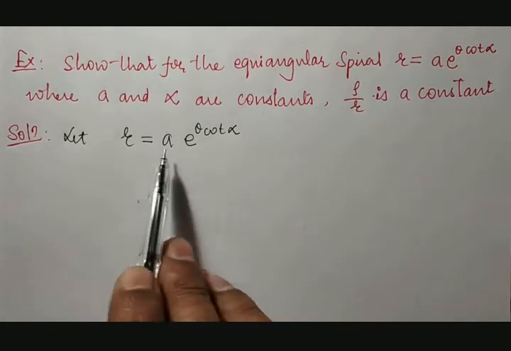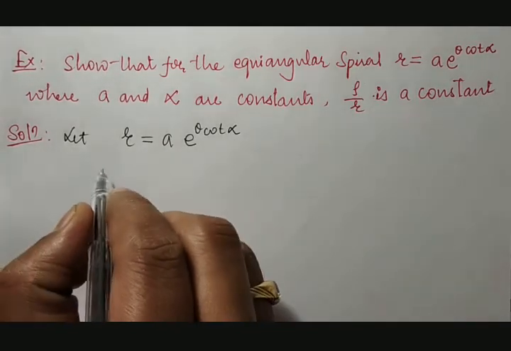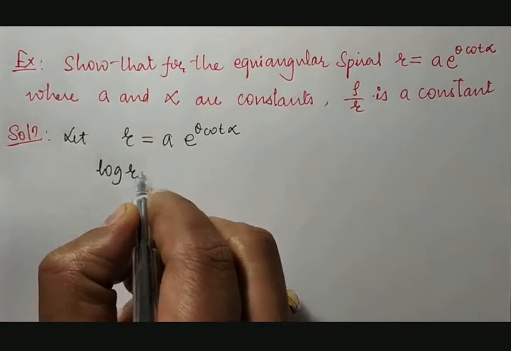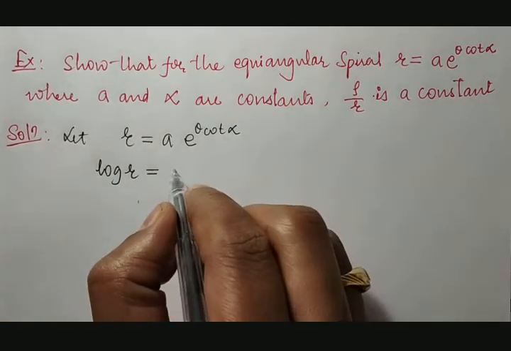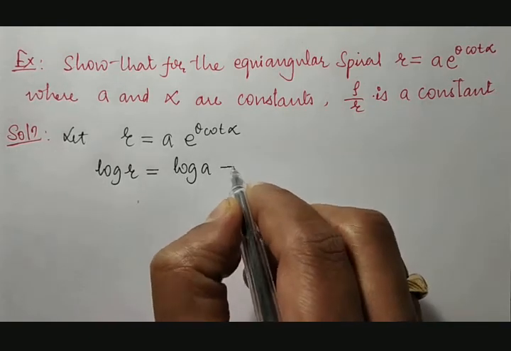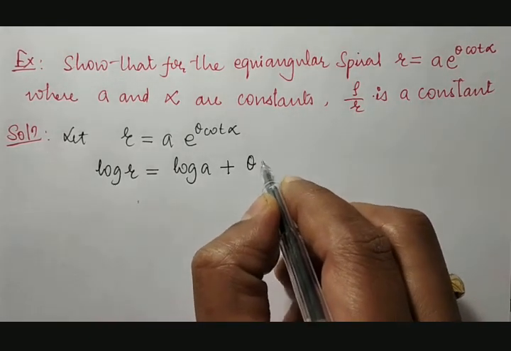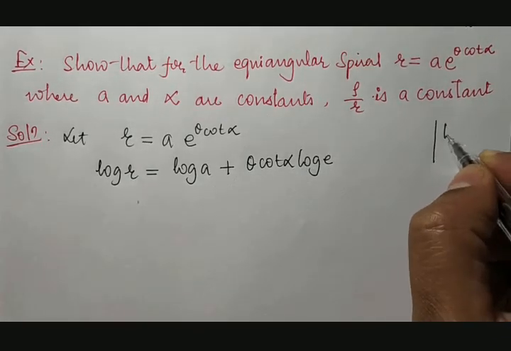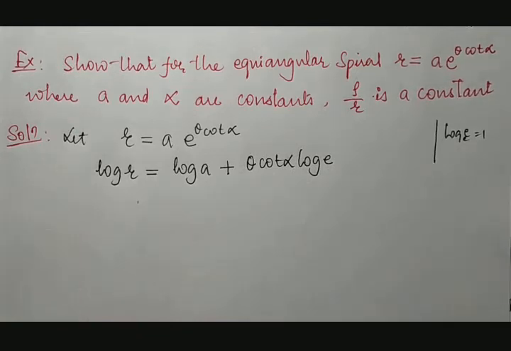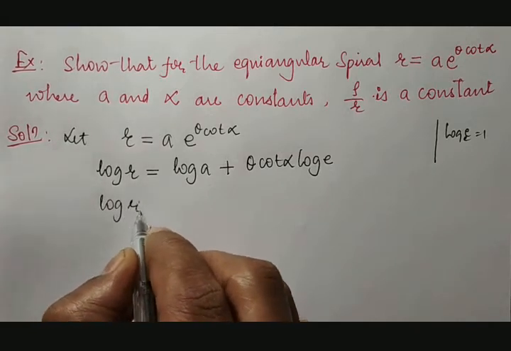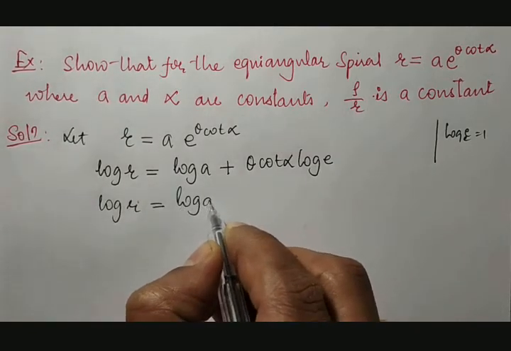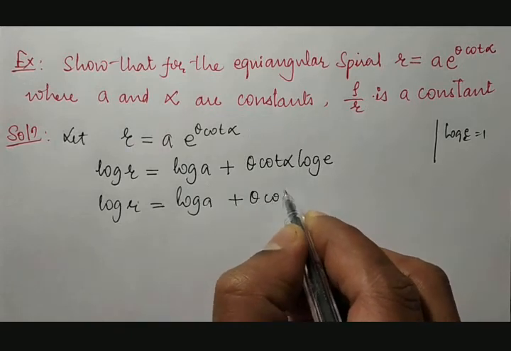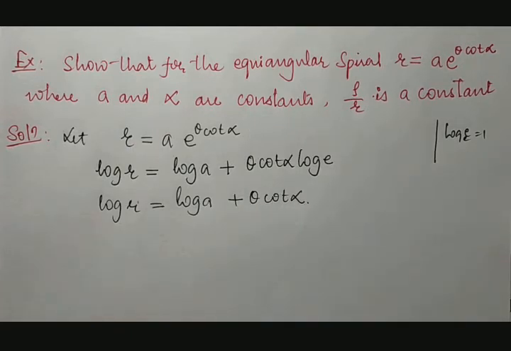When r is given and it is in polar form, apply log on both sides. This is quite common now. Log r is equal to logarithm of a plus, since the power comes as a multiplier, theta cot alpha into log e. And we know that log e to the base e is equal to 1. Therefore, log r is equal to logarithm of a plus theta into cot alpha.